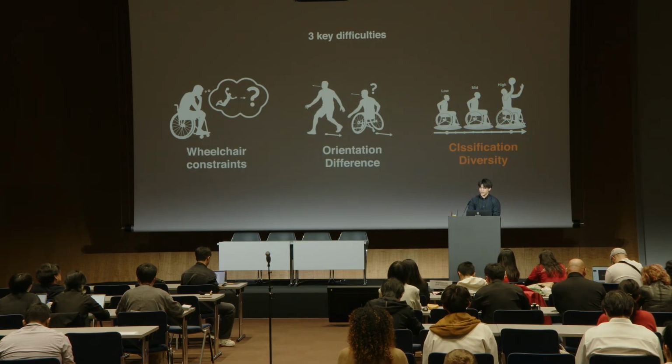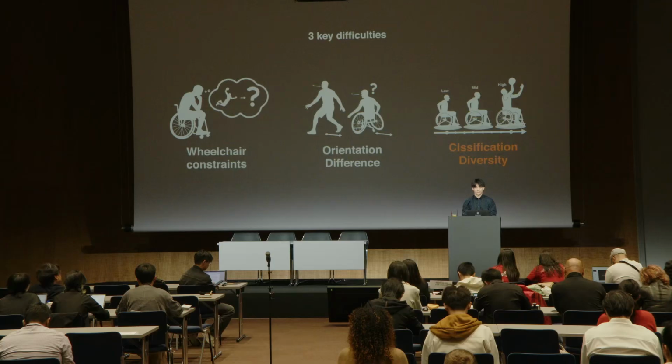The third challenge is adapting tactics to different impairment classifications in wheelchair basketball. Because players have different physical capabilities, the same tactic needs to be executed differently. This makes it difficult to achieve team coordination.